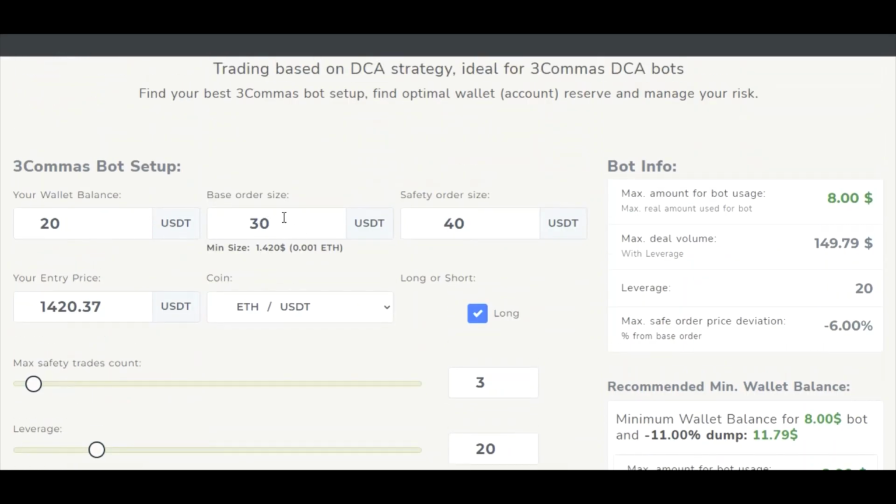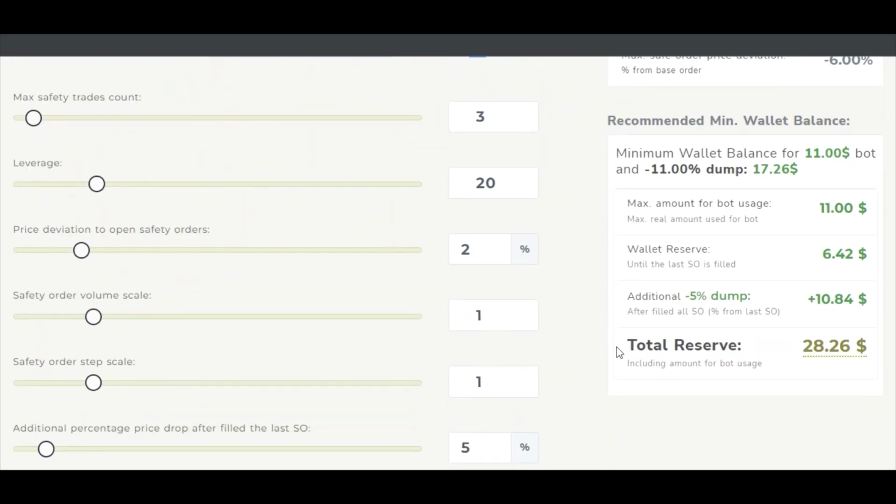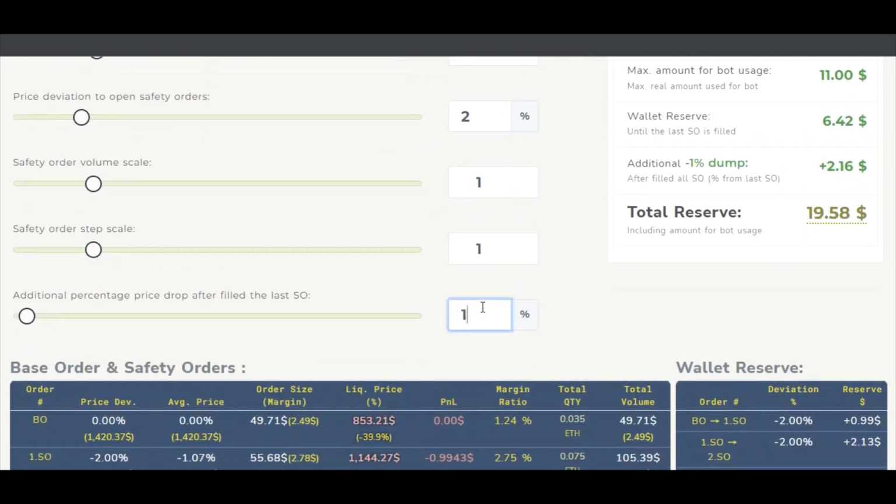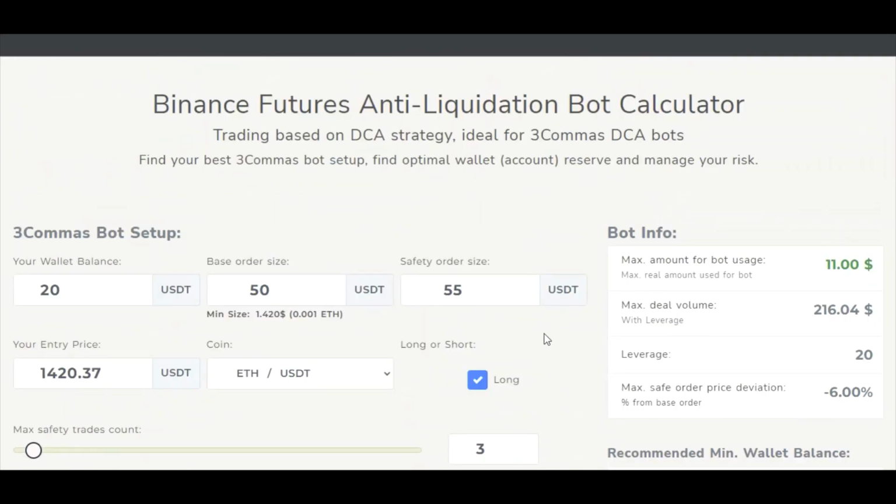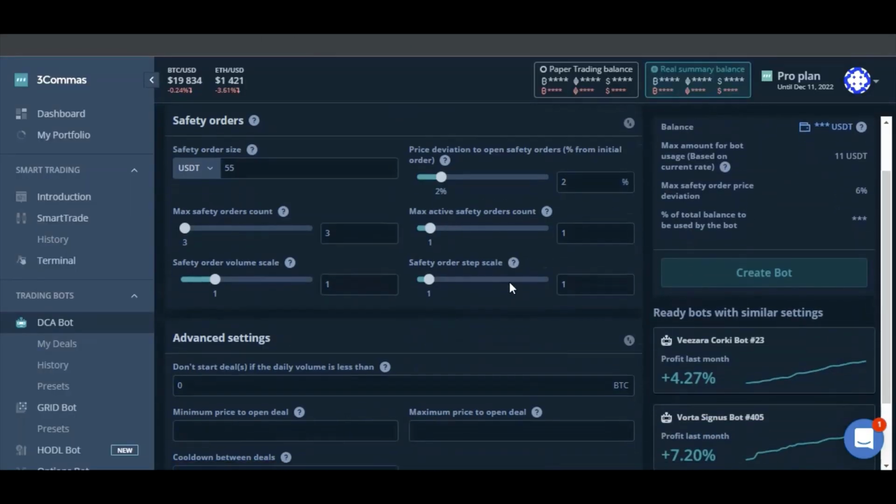But here the thing is, when the base order size and the safety order size goes small, it means the amount of profit you are going to make will be very low. So I don't like to put this one 30 and 40. I would like 50 and 55. So I'm happy with this thing, right? So okay, we have already created the bot, and let's go back to 3COMMAS.